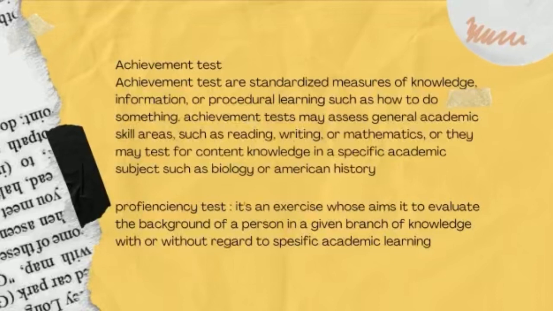Achievement tests are standardized measures of knowledge, information, or procedural learning, such as how to do something. Achievement tests may assess general academic skill areas such as reading, writing, or mathematics, or they may test for content knowledge in a specific academic subject such as biology or American history. A proficiency test is an exercise whose aim is to evaluate the background of a person in a given branch of knowledge, with or without regard to specific academic learning.